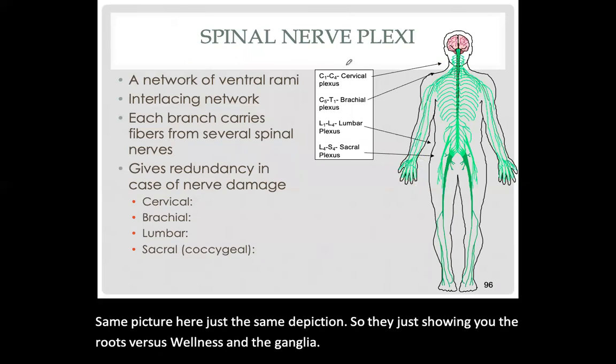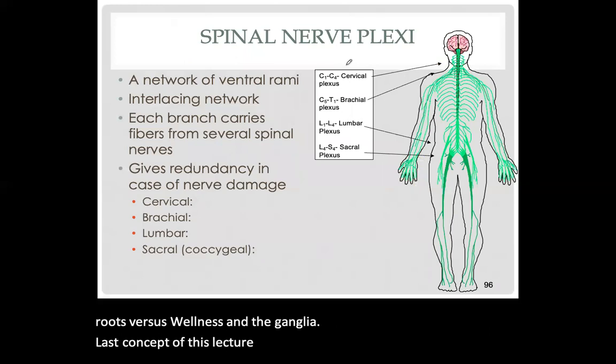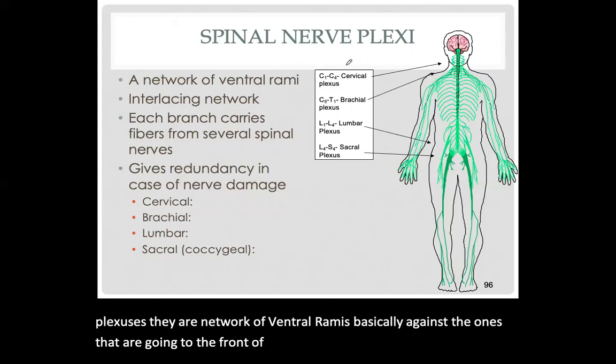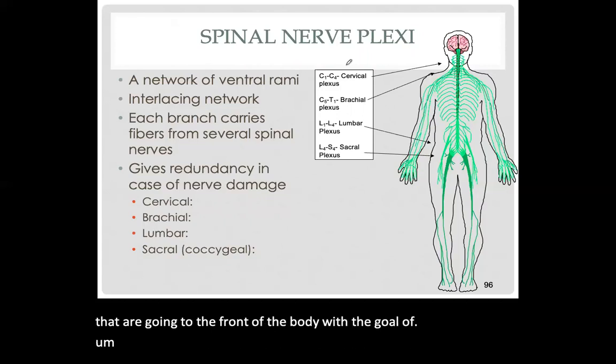Last concept of this lecture is focusing on what we identify as nerve plexus. They are a network of ventral rami, basically again, the ones that are going to the front of the body, with the goal of providing an interlacing network and creating redundancy just in case one of these nerves is damaged.